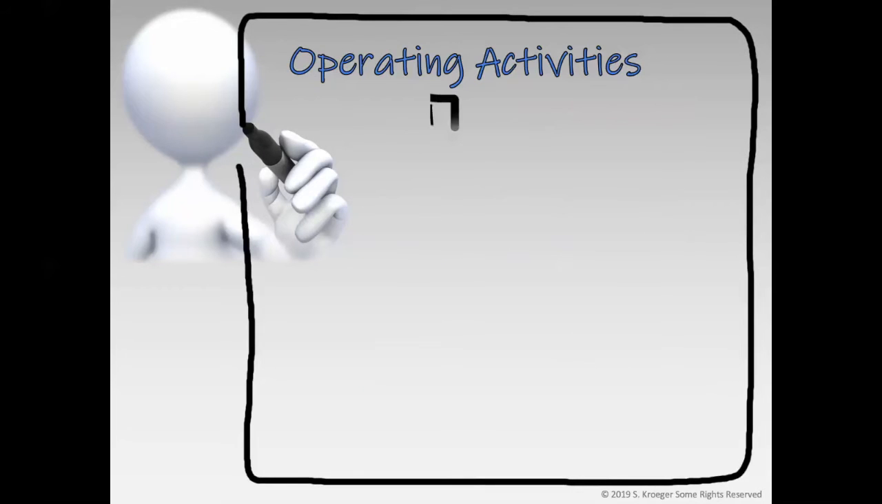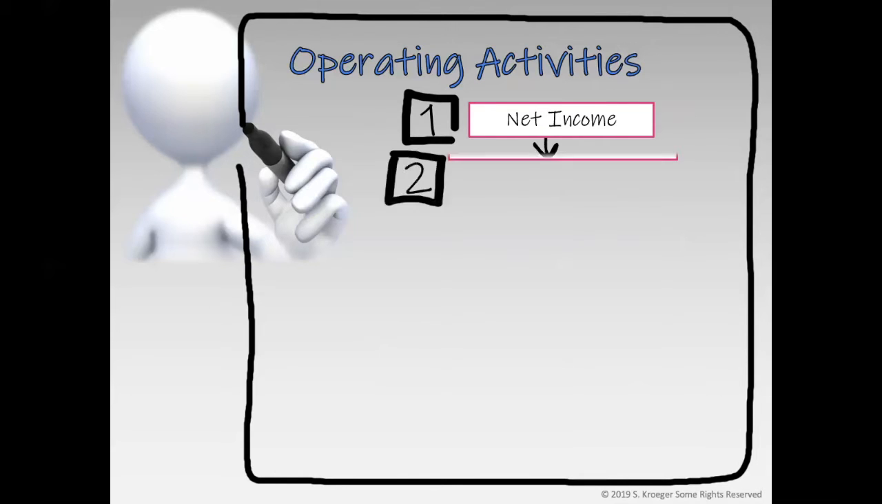When preparing the operating section, you always need to begin with net income. Remember, you find this amount from the income statement. This is on an accrual basis, so the next steps are to weed out all those non-cash transactions. Step 2 is to add back non-cash expenses. This is because there are expenses that have reduced income, but since they weren't cash, we want to cancel it out by adding these expenses back.